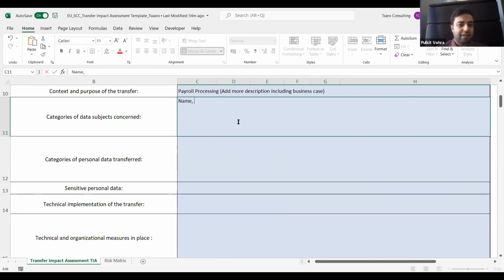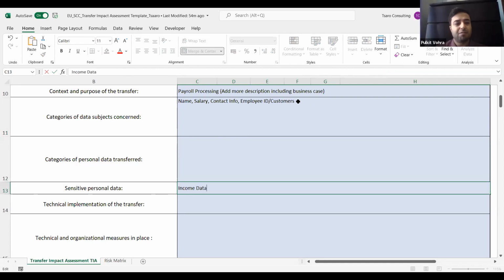The next thing is the categories of data subjects, whether they are employees, customers or contractors. The categories of personal data is where we would put the personal data elements, such as business contact information. Next one is sensitive personal data. As I said in the example of payroll, it could be your income data, your tax data, your account information. So you put the sensitive personal data in the right section.